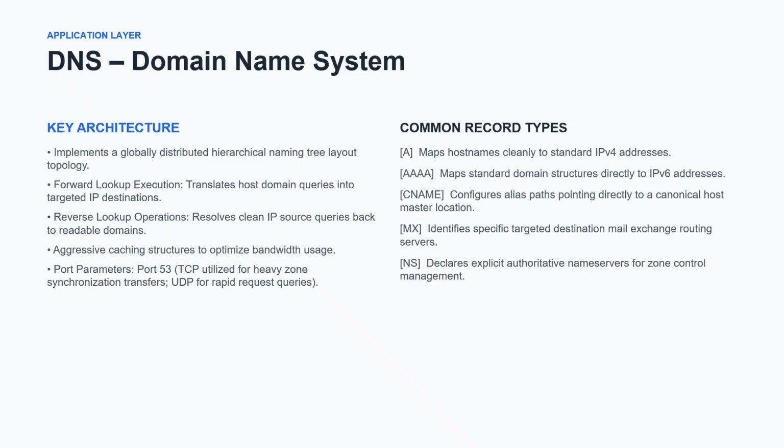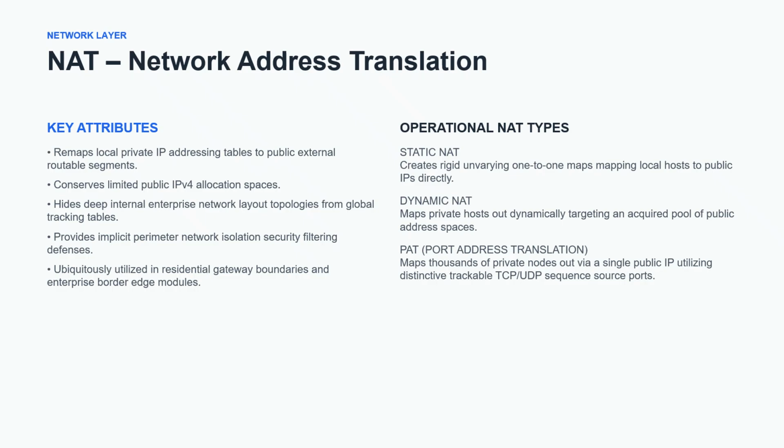DNS record types include A records that map a host name to an IPv4 address. AAAA records map a host name to an IPv6 address. CNAME records create an alias for a host name. MX records specify mail exchange servers for a domain. NS records identify authoritative name servers. PTR records map an IP address to a host name for reverse lookup.